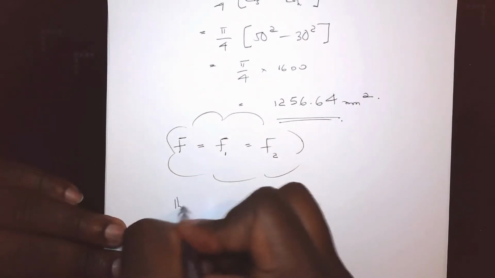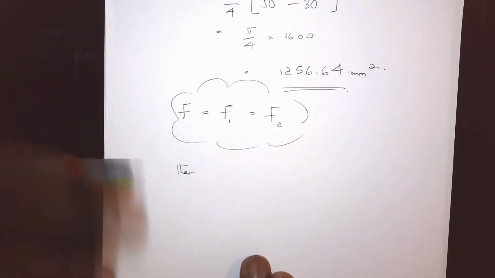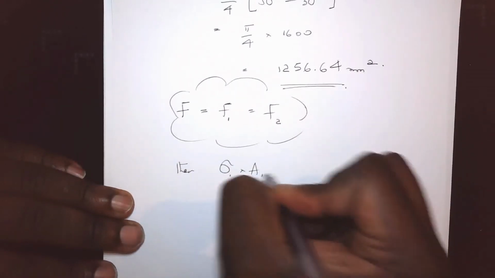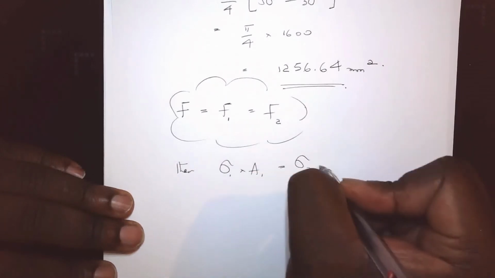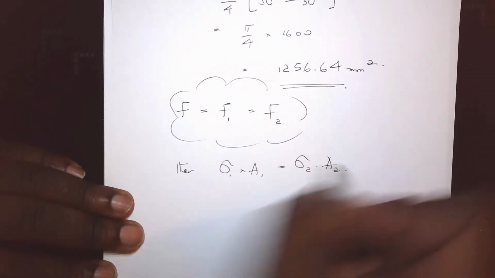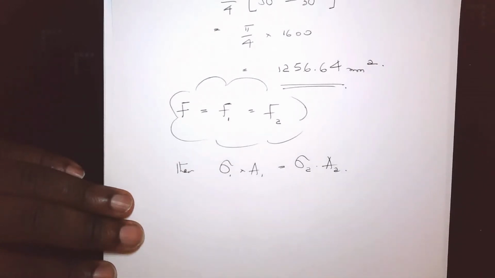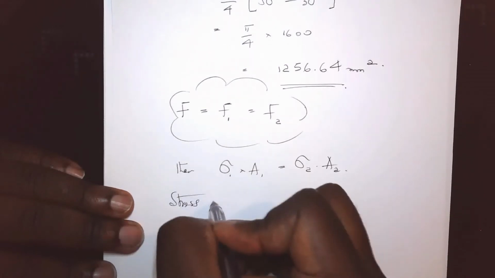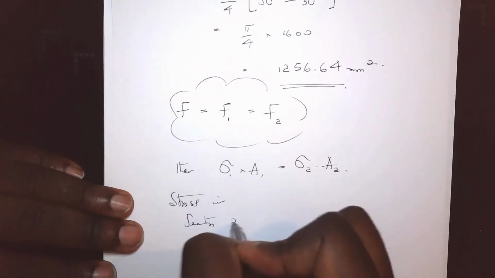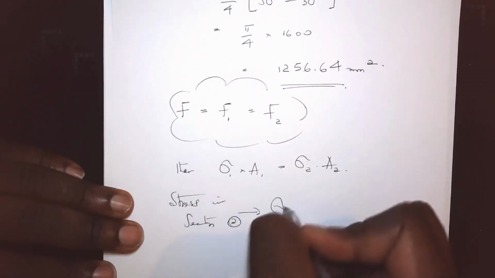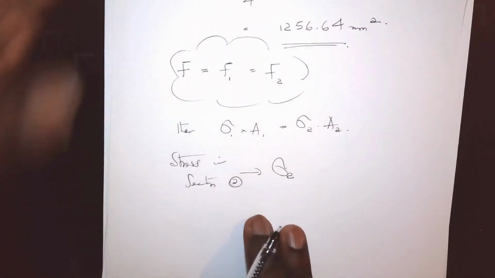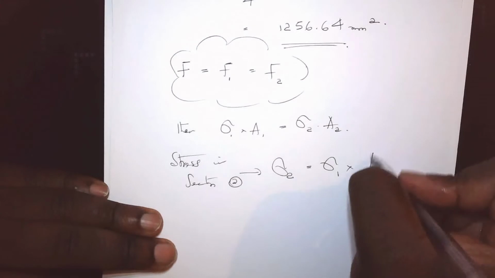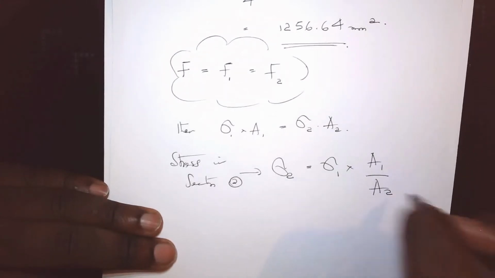then this implies that the product of sigma 1 times A1 is equal to sigma 2 times A2. So since we're trying to solve for sigma 2, if we make sigma 2 the subject, then the stress in section 2, sigma 2, will be equal to sigma 1 times the ratio of area 1 to area 2.